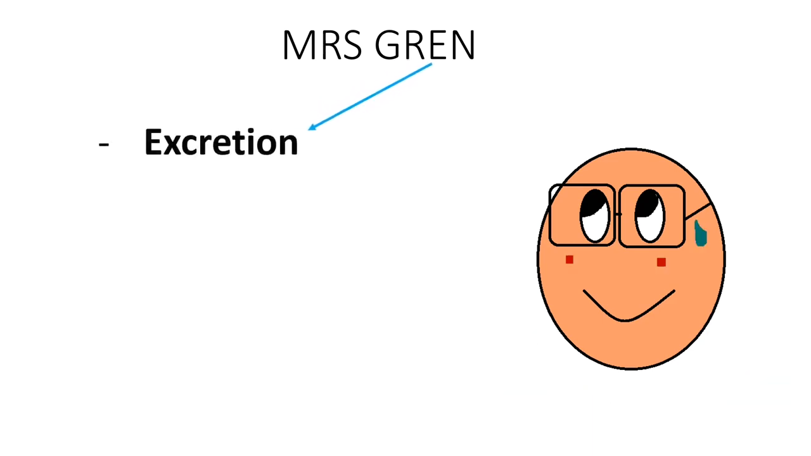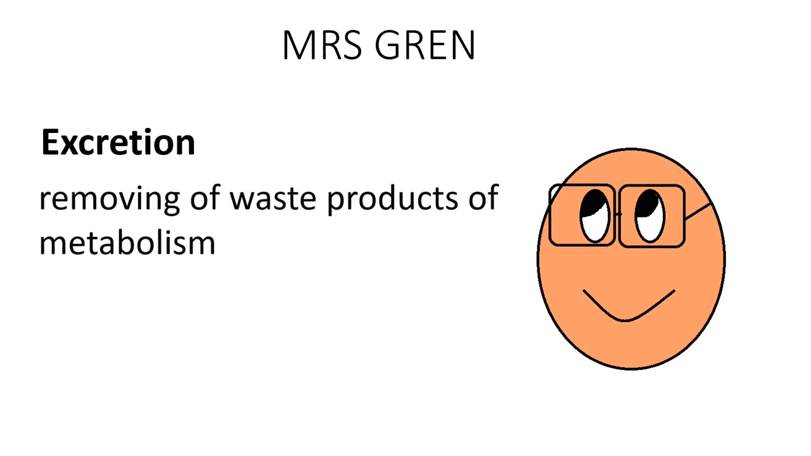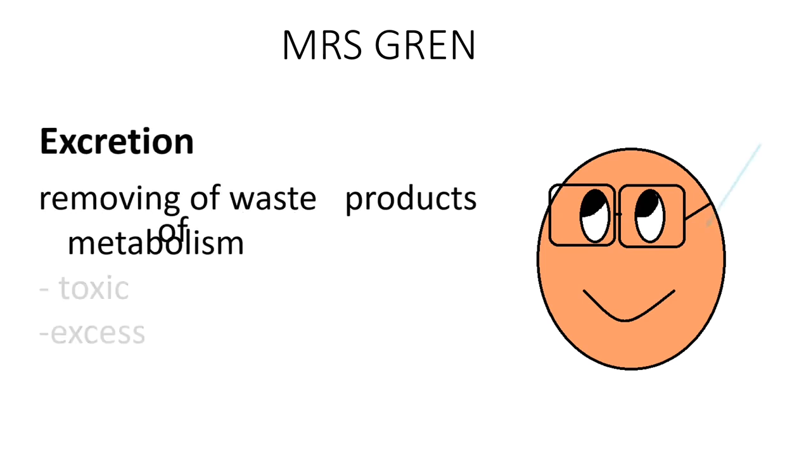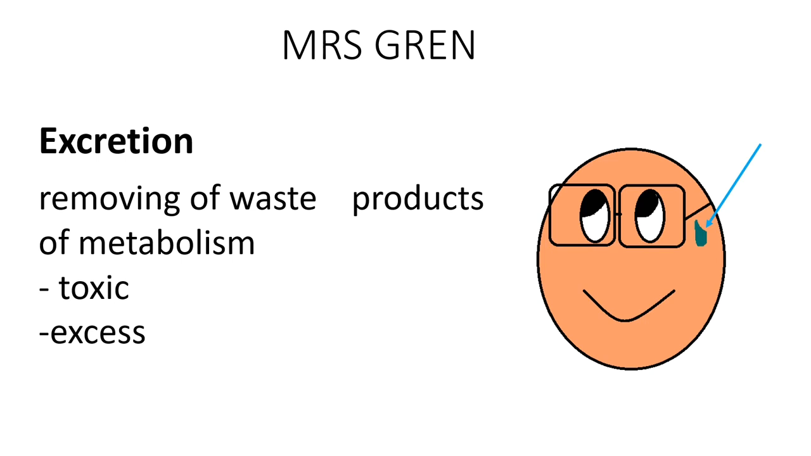Next, excretion. This is probably the most confusing one. Excretion is the process in which your body gets rid of waste products of metabolism, because these could be toxic or in excess. Metabolic waste is waste produced by chemical reactions of the cell. So, feces is not an example of metabolic waste or excretory product because feces are not formed by the cells directly.